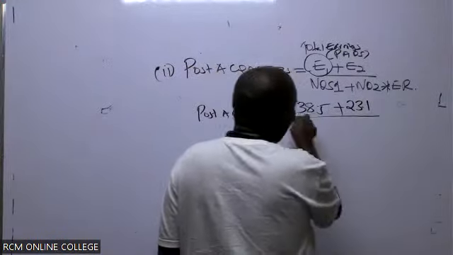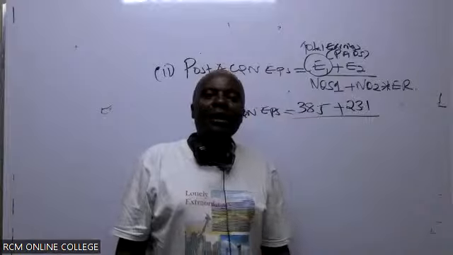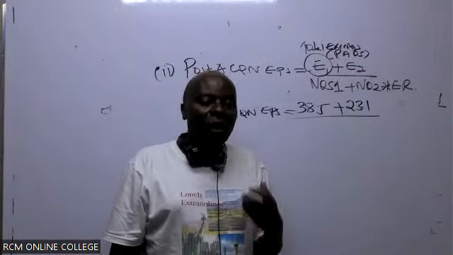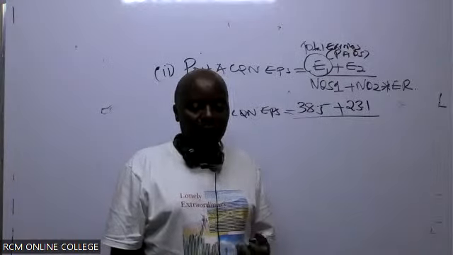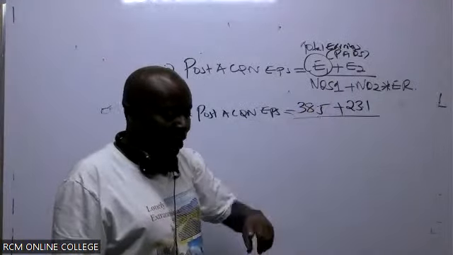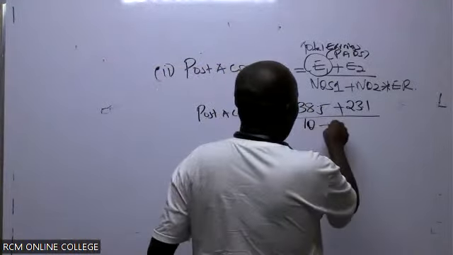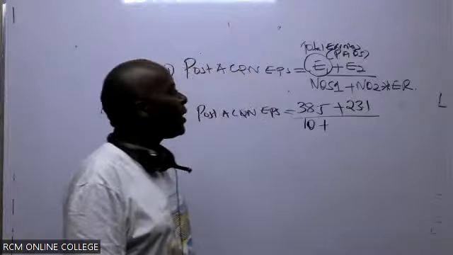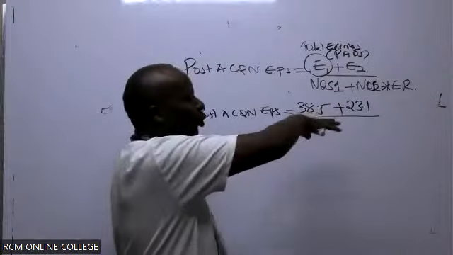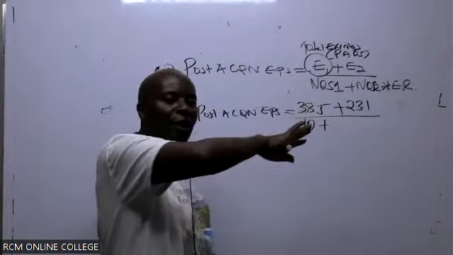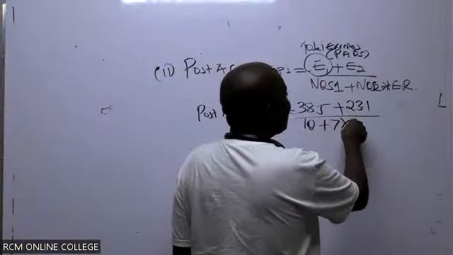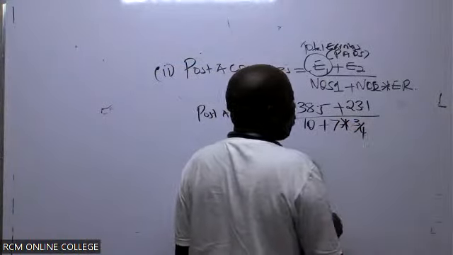All over number of ordinary shares. There is a place there where they have given us number of ordinary shares outstanding or number of ordinary shares issued. So number of ordinary shares issued for Kubwa, somebody is telling me that it is 10. Plus NOS 2, the number of ordinary shares of the second company, which is 7, times this exchange ratio, which is 3/4. Please feel free always to ask questions.